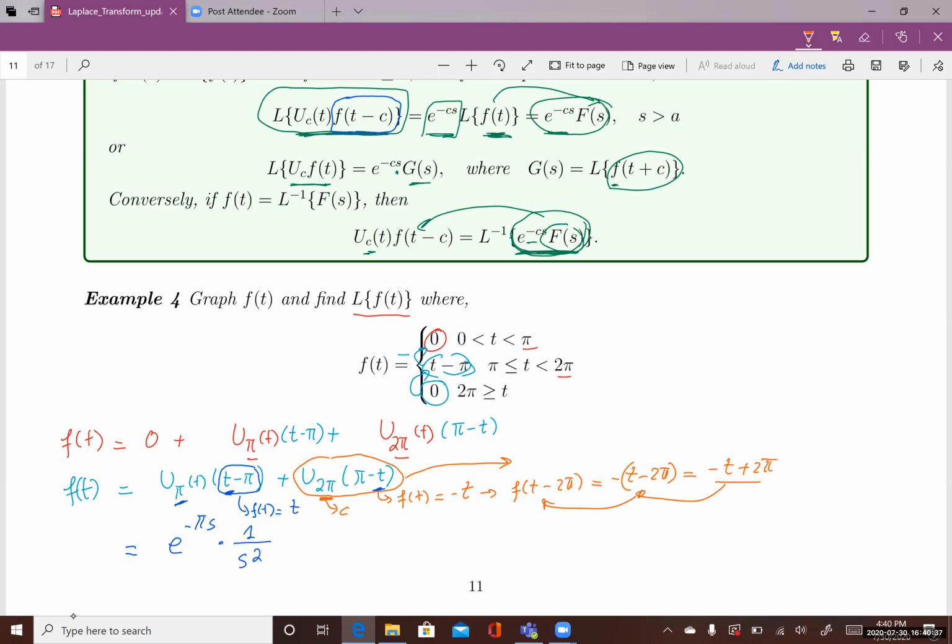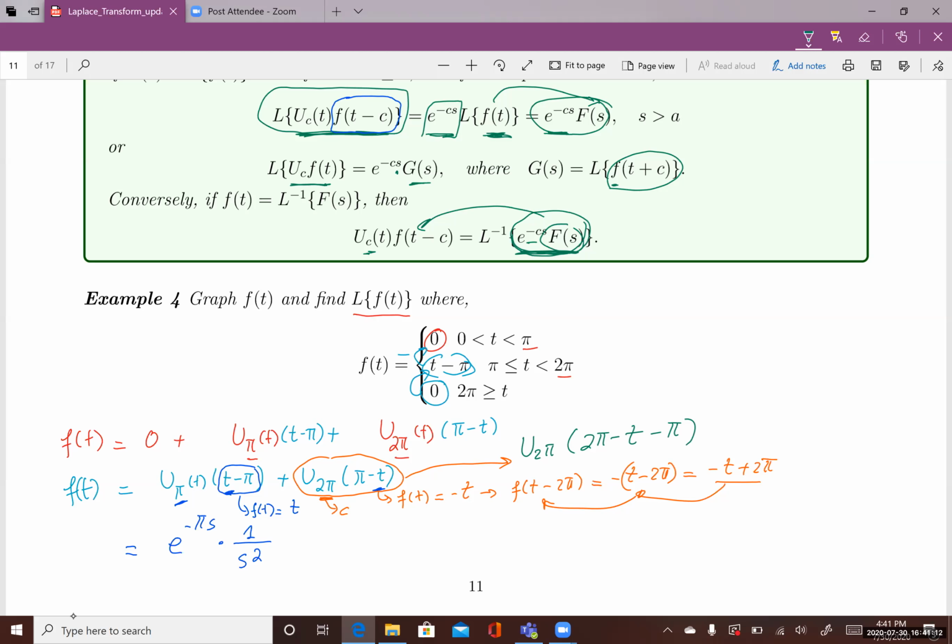But then in the original form, I have pi minus t. How can I find 2 pi minus t? So this function's right here, right? I can rewrite it in terms of u2 pi. I need 2 pi, so I need to add 1 pi. So if I add 1 pi, then I have to subtract 1 pi. So I have 2 pi minus t minus pi.